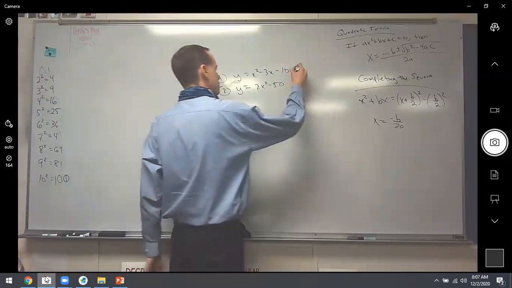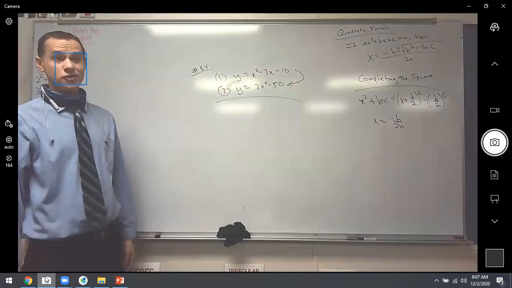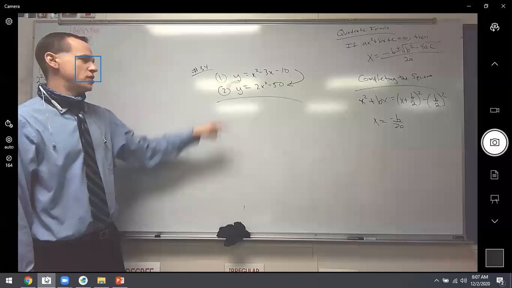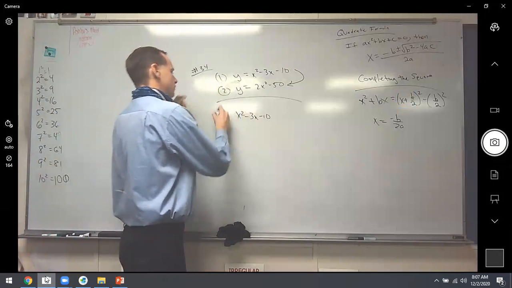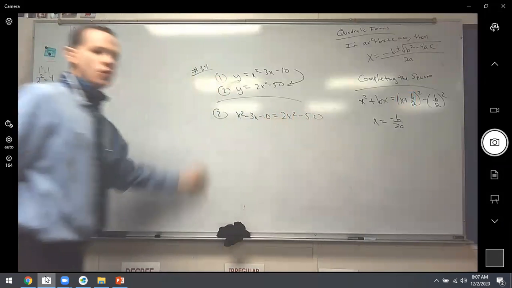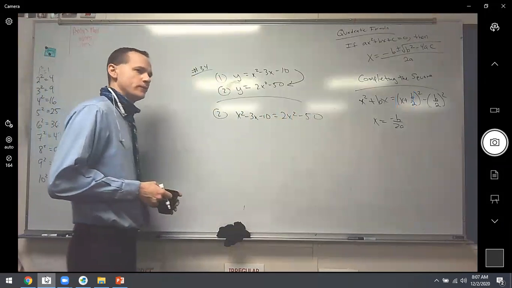So the first equation, if I know what y is, if y is x squared minus 3x minus 10 in the first equation, then that's what y is in the second equation. So substitute that in equation 2. Now it reads x squared minus 3x minus 10 is equal to 2x squared minus 50. So I just did straight up substitution. Always works. Substitution is probably the best method. Elimination is cute, but it doesn't always work.